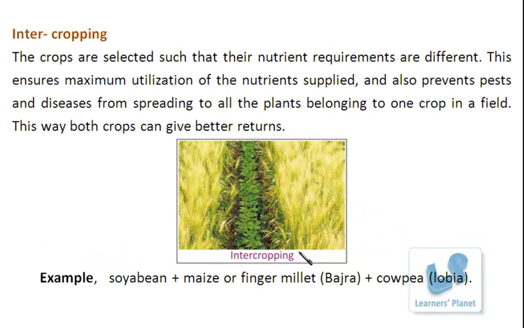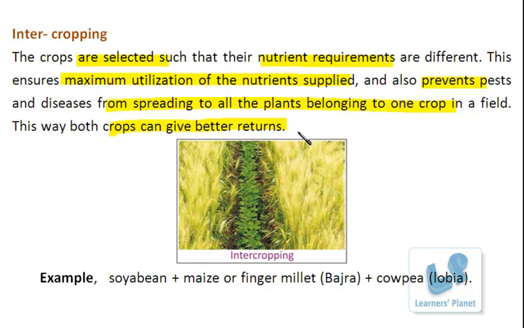So you can see this picture here. In the intercropping, there are rows here. This is one of the rows, and this is the second row, which is of wheat, right? So in this case, as I already said, the crops which are selected have different types of nutritional requirements, and of course it ensures the maximum utilization of the nutrients which are supplied. Besides this, it can also prevent the pests and the diseases that spread to all the plants belonging to one crop in the field. So of course this way both the crops can give us better returns.